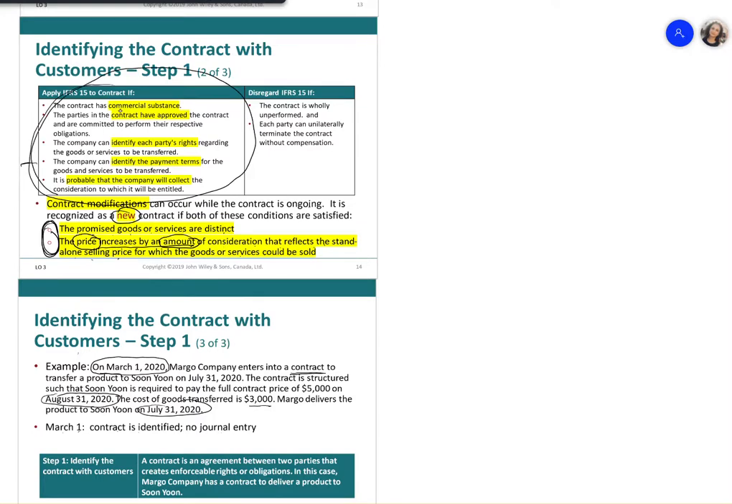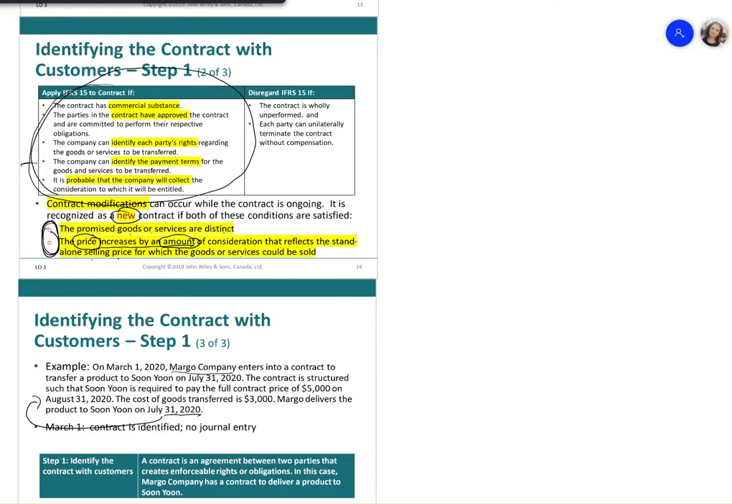First, when we think of a contract having commercial substance, are we giving them a good or a service? Yes, we are. The contract is approved by both parties. Yes, both parties agree to that contract, because they entered into the contract. Identify each party's rights. One party, Margo, is going to provide the goods and they are going to receive the goods. Identify the payment terms. Yes, there are payment terms. We're going to deliver the goods on July 31st, and they are going to pay us on August 31st.